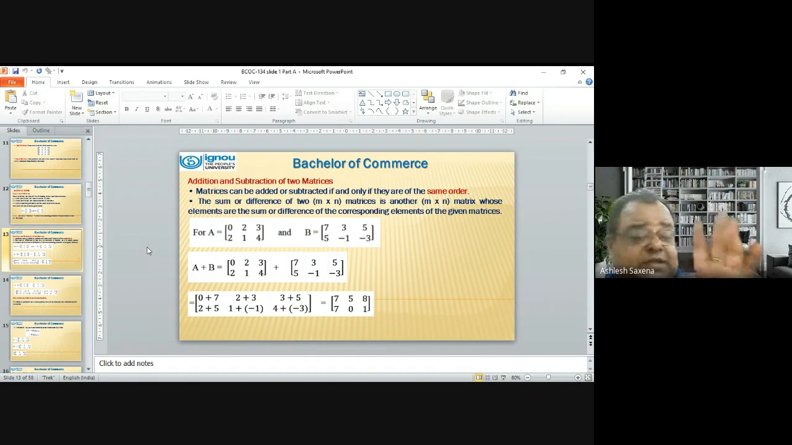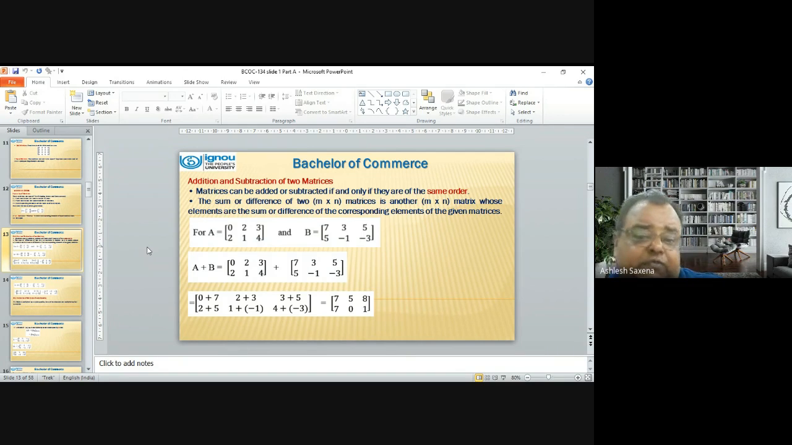First of all, we can see that the number of rows is 2 in matrix A and the number of rows in matrix B is 2. The number of columns is 3 in matrix A and the number of columns in matrix B is 3. That means they are matrices of the same order, 2 by 3. We can add these. Now, how will the addition be done? 0 will be added to 7, 2 will be added to 3, 3 will be added to 5, in the same order. We cannot change the order. Your answer will again be a 2 by 3 matrix.